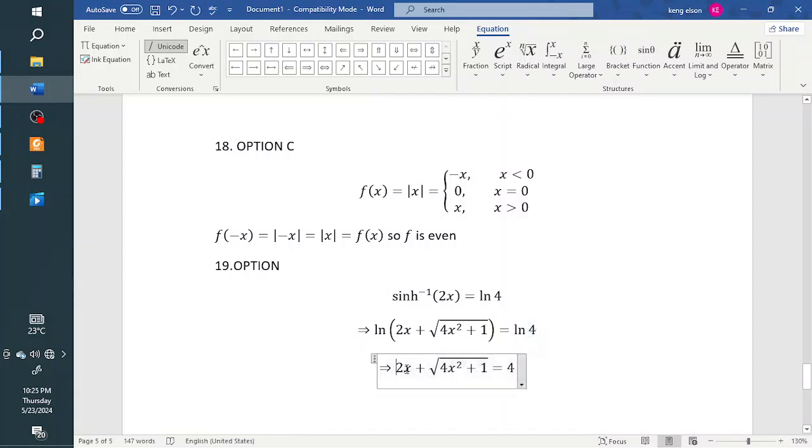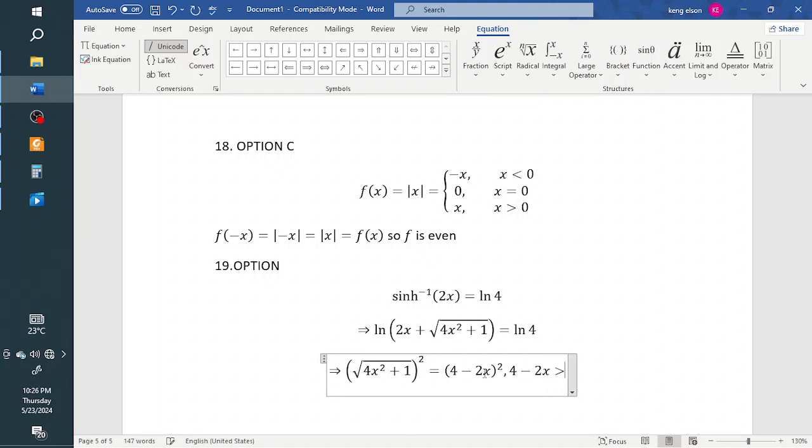Now I will subtract 2x on both sides. So I'll take 4 minus 2x. Then I'm going to square both sides. I'm squaring with the condition that 4 minus 2x is positive, because if 4 minus 2x is negative, there will be no solution.